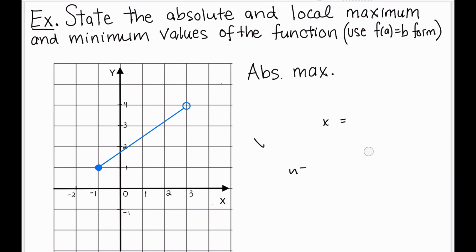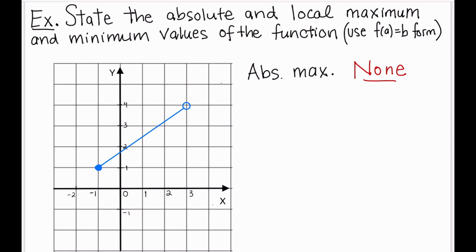What does that mean in terms of our absolute maximum value? Well, our graph is approaching, it gets higher and higher, and these points are getting higher and higher, but it never actually attains this value. There actually is no absolute maximum value for our function. Okay.